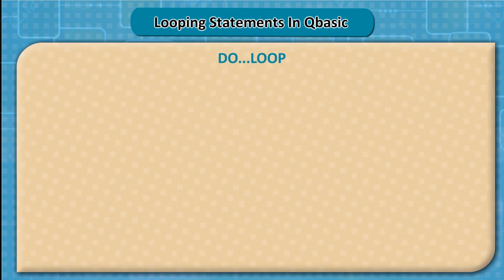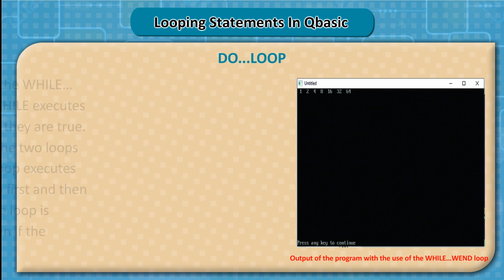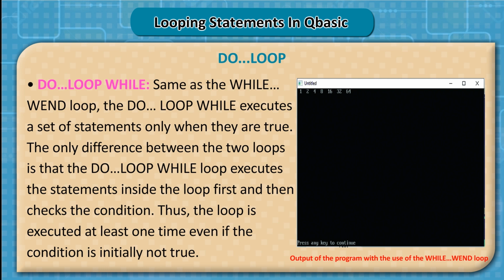Do loop. While programming, when the exact number of times a loop is to be executed is not known, the do loop is used. There are two variations of the do loop: do loop while and do until loop. Do loop while. Same as the while when loop, the do loop while executes a set of statements only when they are true.